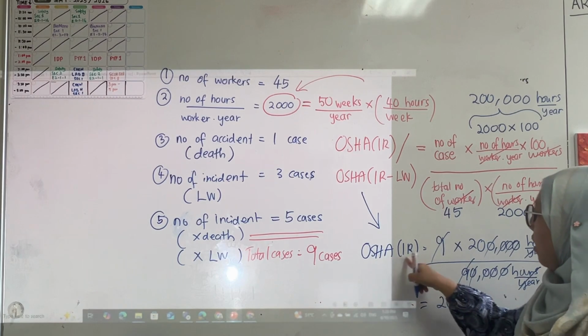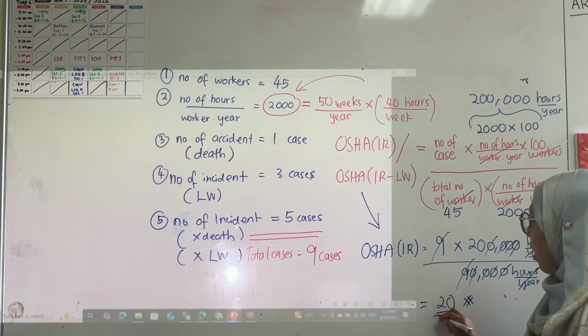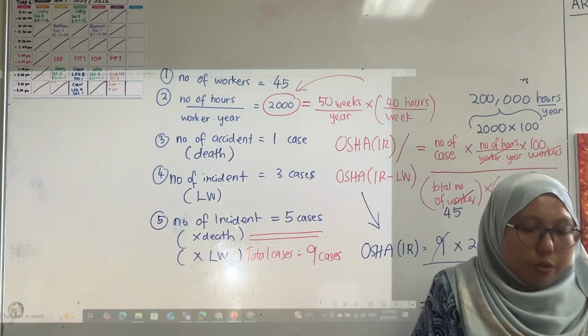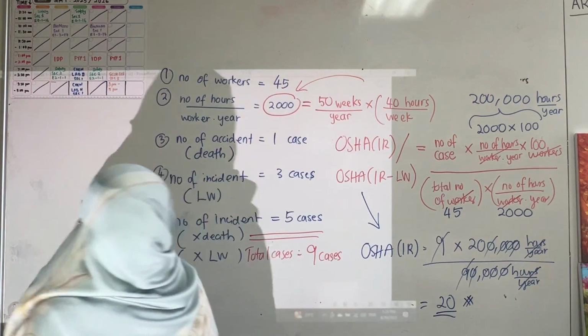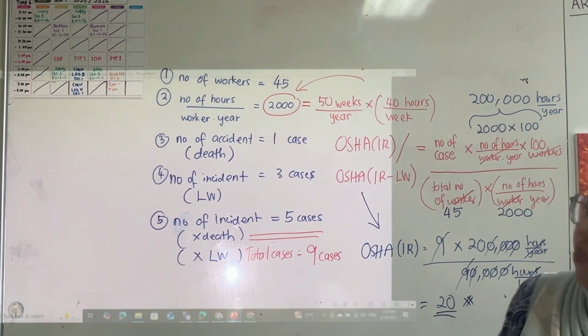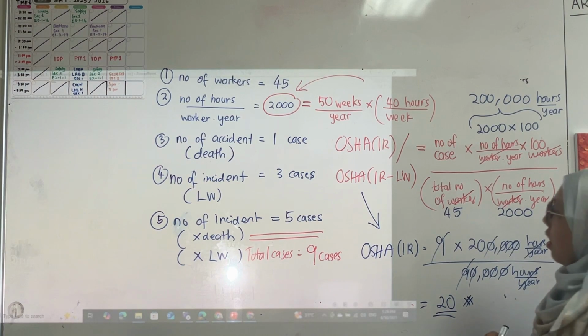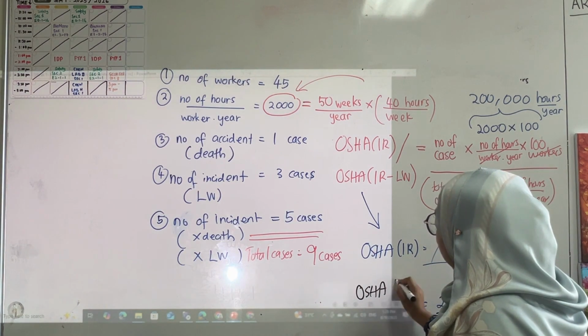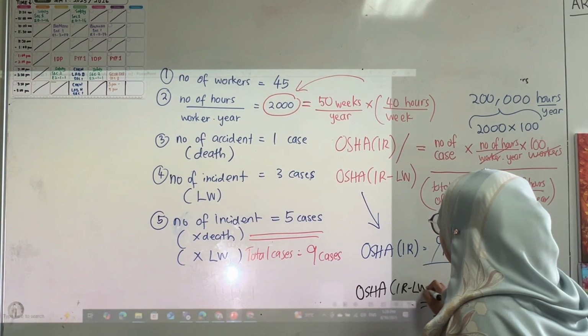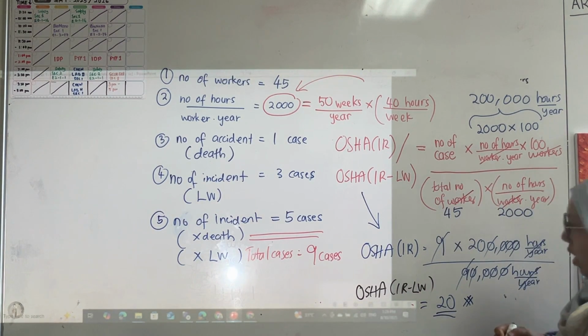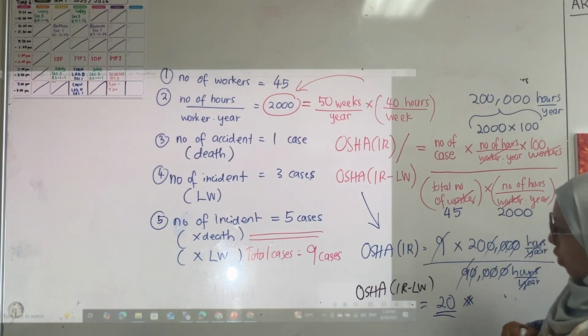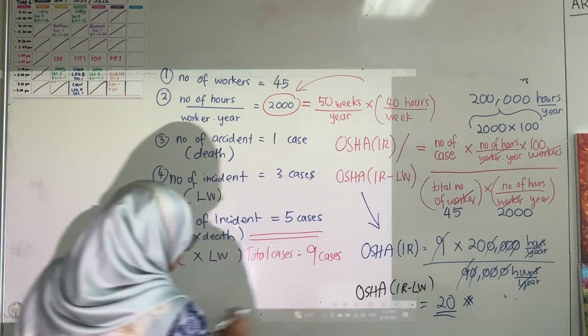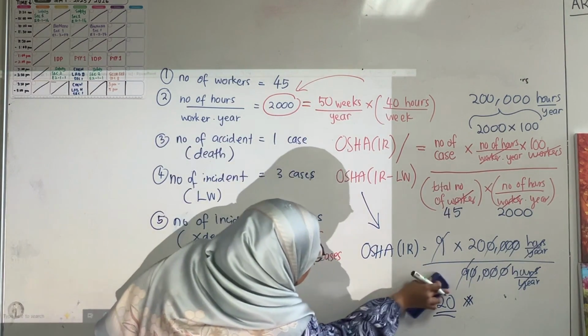So OSHA incident rate equals 20. What will happen if we would like to find the OSHA incident rate, but now based on lost work days? Let me just go to this part.